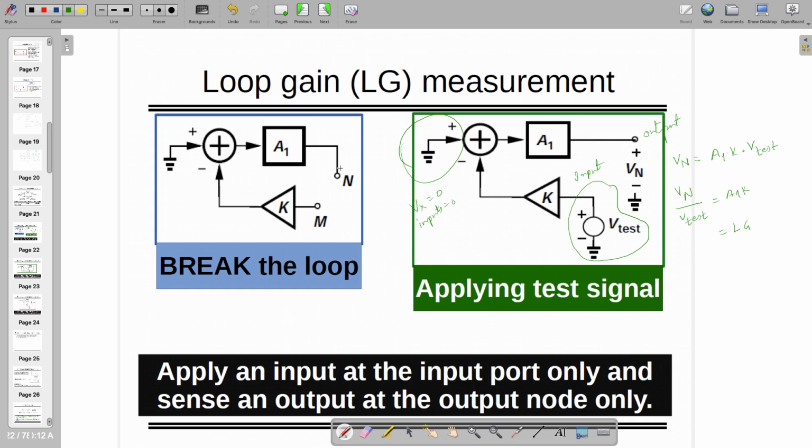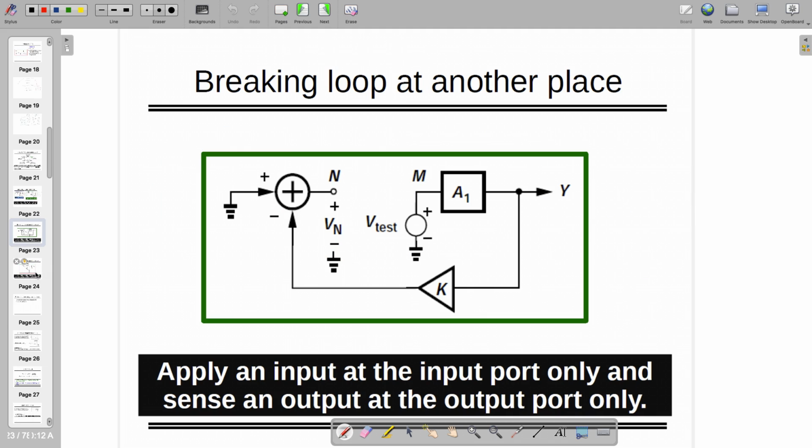So if you are doing this by breaking the loop, if you are making something like this, that V test is here and you are checking the output over here, Vn, then it's not allowed because this is the output port where you are connecting the input, so it's illegal. Do not do this thing. Maybe we can discuss a few more ways of breaking the loop.